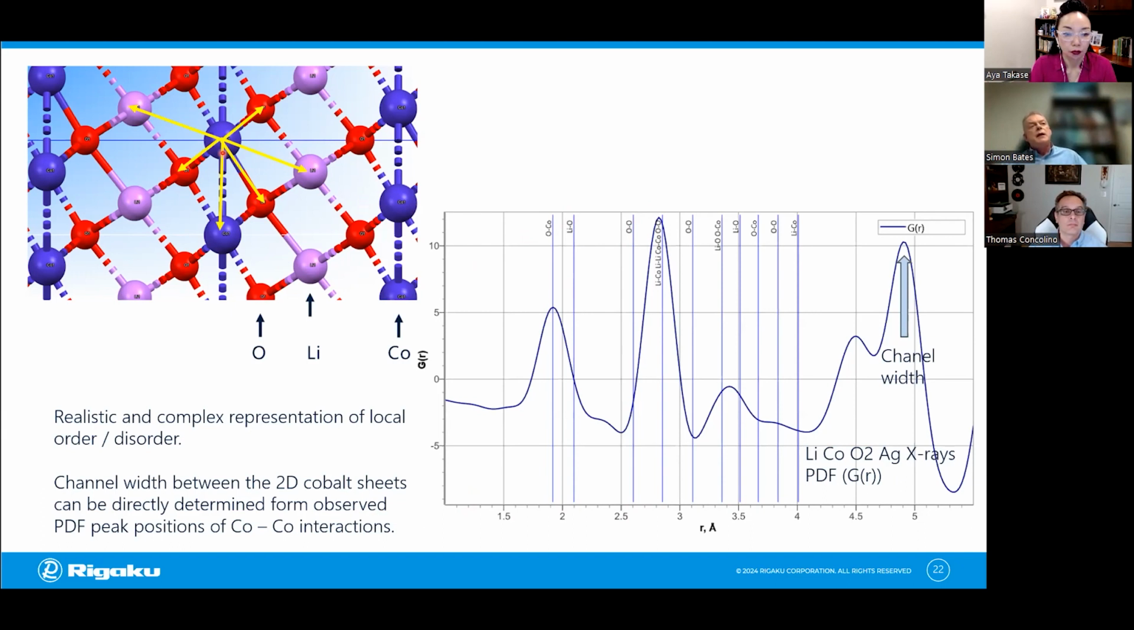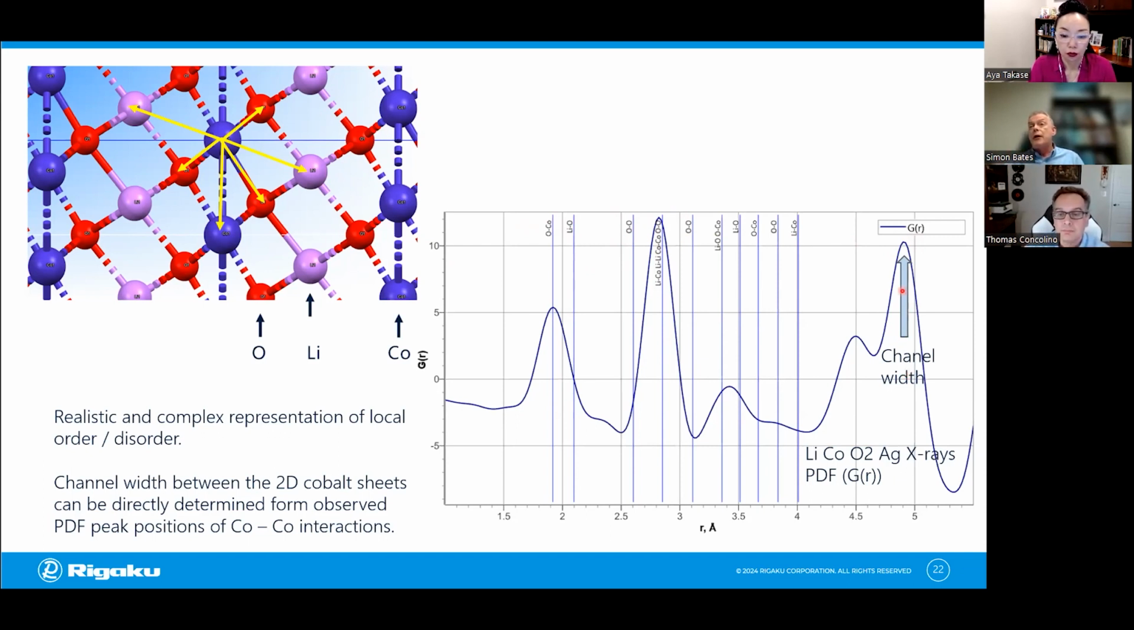So any nickel-nickel, cobalt-cobalt relationships are going to have the largest peaks on the PDF itself. All of these large peaks, these three I'm pointing out, are related to cobalt. This is oxygen-cobalt, this is cobalt-cobalt, and this is also cobalt-cobalt, but this is the channel width itself. So this peak, just straight from the PDF, will tell you what the channel width is and how the channel width is behaving, with no further analysis.